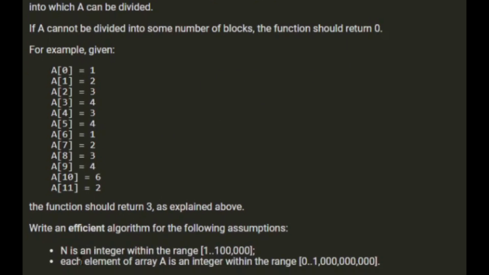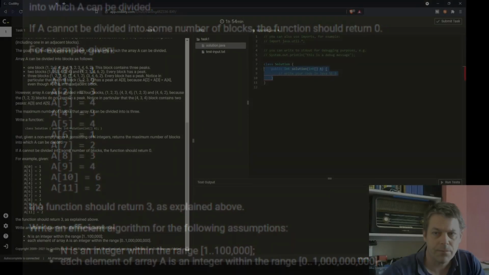Right, an efficient algorithm for N is an integer in the range of 1 to 100,000, so you don't have to worry about it being empty. If it's 1, it can't be a peak according to the rules of being a peak. It has to be 3 in order for the middle one to be a peak. But anyway, N is an integer in the range of 1 to 100,000. Each element of array A is an integer in the range of 0 to 1 billion.